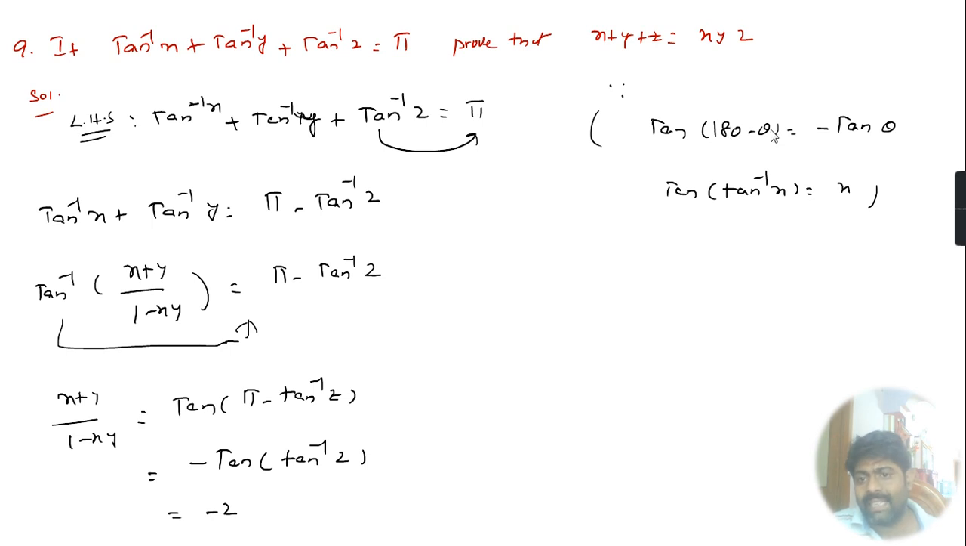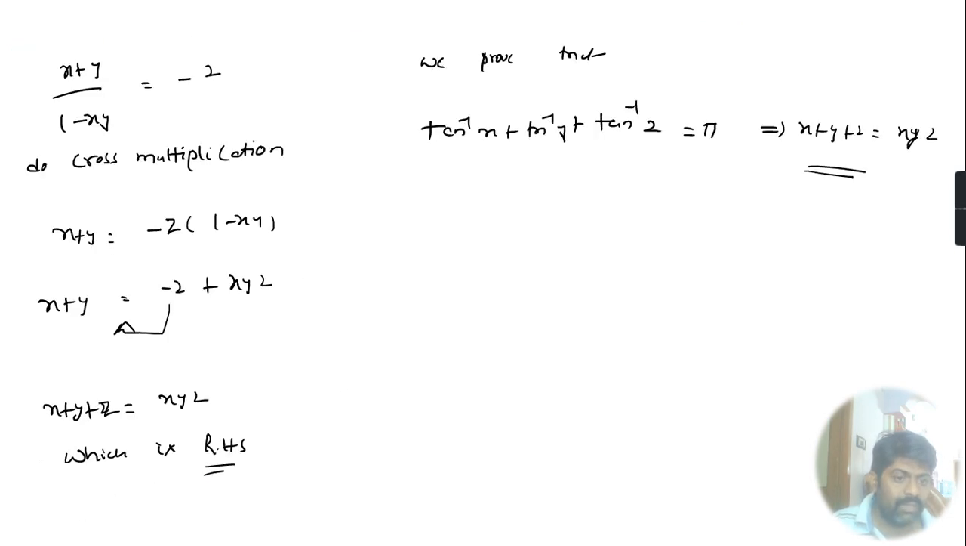We know that tan of 180 minus theta is nothing but minus tan theta, then we get minus tan of tan inverse z. Tan and tan inverse will be cancelled and we get the value z, with a minus sign before it. Therefore we get (x plus y) by (1 minus xy) equal to minus z, and we simplify, we get x plus y plus z is equal to xyz, which is the RHS.